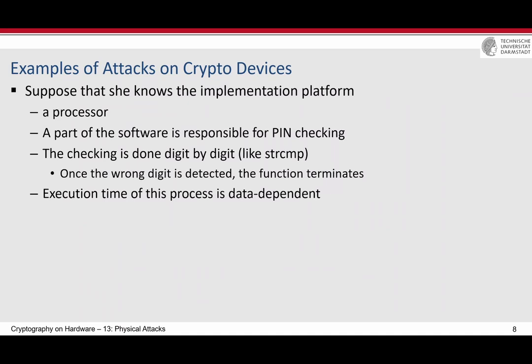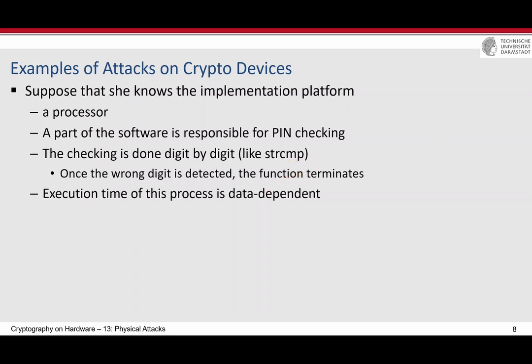The question is whether the attacker has a better option. Suppose that the attacker, Eve, knows the implementation platform. For example, it's a microprocessor, and a part of the software is responsible for PIN checking. Somewhere in the microprocessor, you check whether the given PIN is the same as the one which is stored inside.